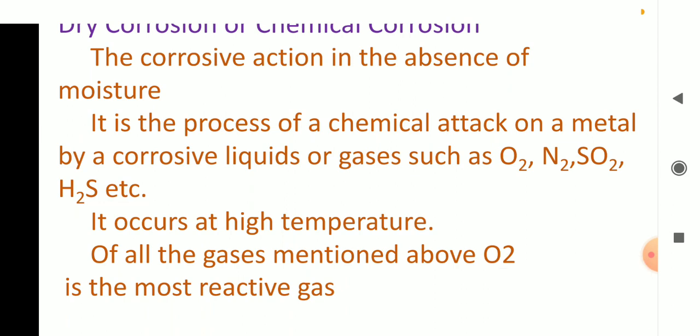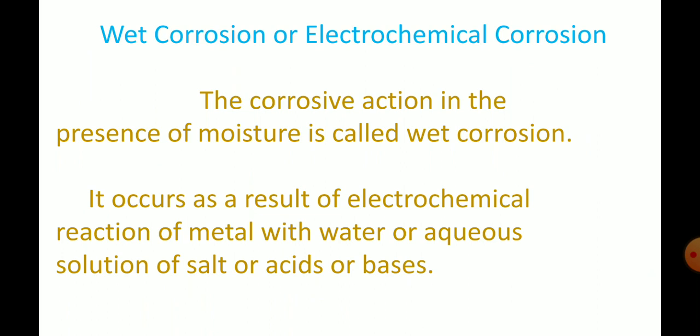Then let us see the second type, which is wet corrosion, or it can also be called electrochemical corrosion. The name itself implies wet corrosion, which means in this case the metal is interacting with moisture. So it is given that the corrosive action in the presence of moisture is called wet corrosion. In this case the metal is interacting with moisture, and so the metal is getting corroded, and it is called wet corrosion.